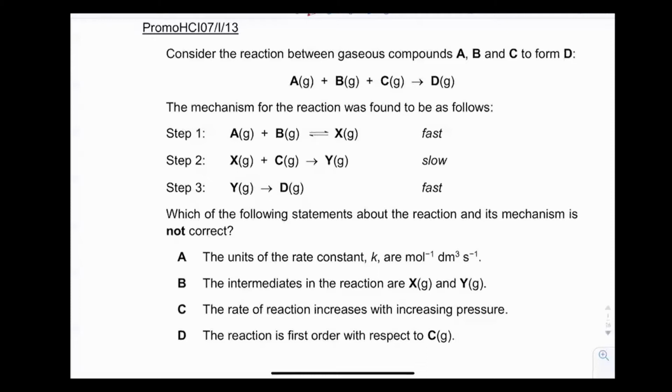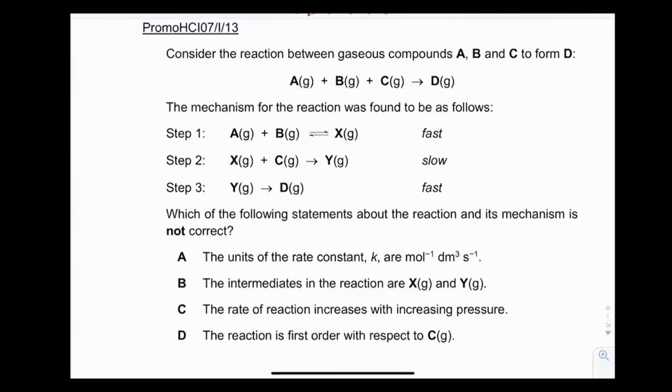So this question, I wouldn't say is exactly hard. However, it's a good opportunity for me to make use of this question to introduce the basic concepts of kinetics to all of you. So let's look at the question. Consider the reaction between gaseous compounds A, B, and C to form D. So the reactants over here in the overall equation are A, B, and C, and the product is D. They are all gases.